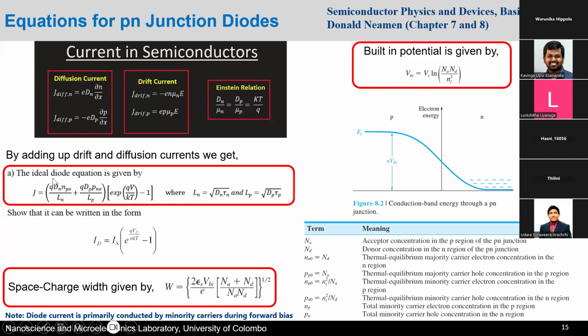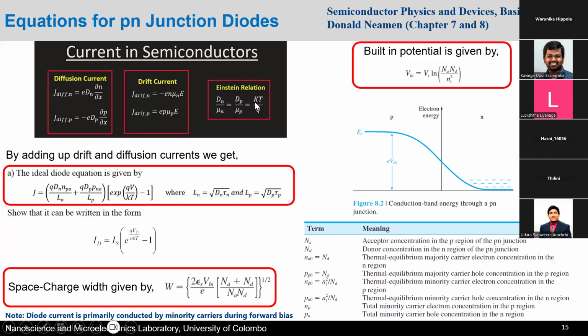And if we represent this whole thing with Is, the saturation current, then you can write this equation in this form. And I'm pretty sure most of you are familiar with this equation. That's the diode equation, right? It's the equation for the ideal diode.